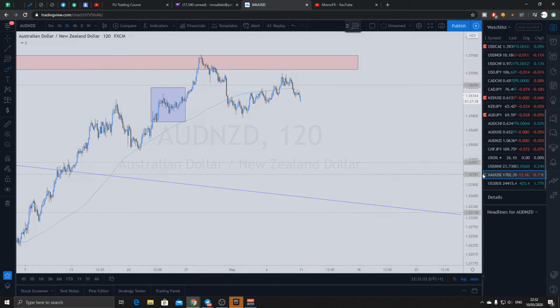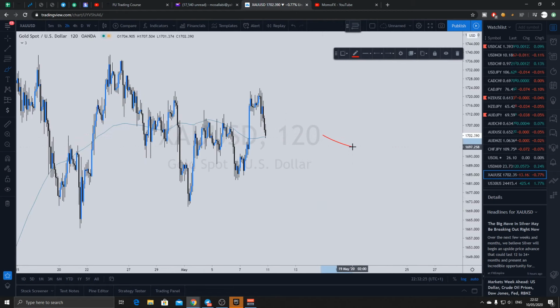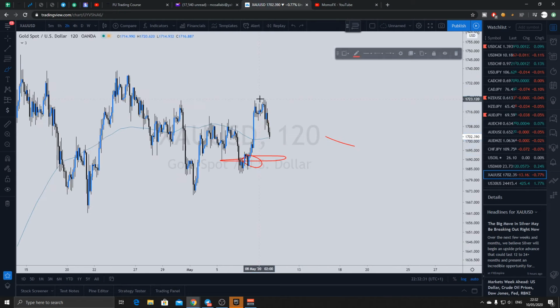Maybe gold. Probably buys on gold. This area here. Last up candle before the down move. Boom. Look for higher prices on gold.